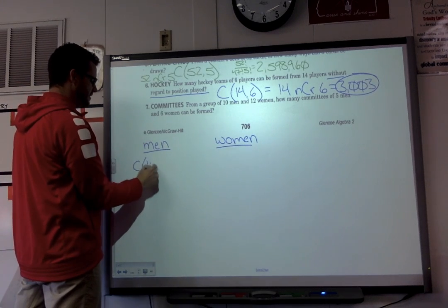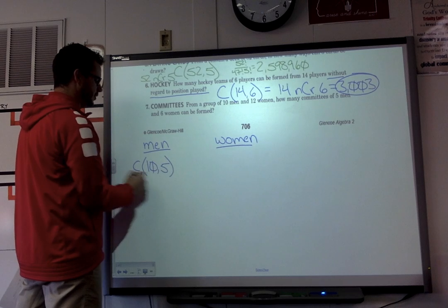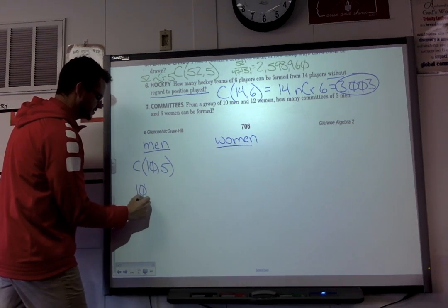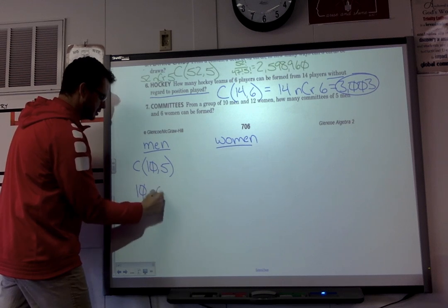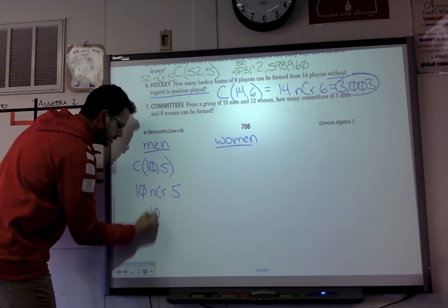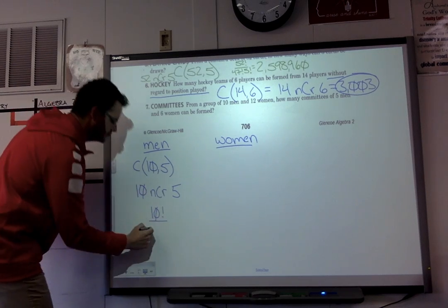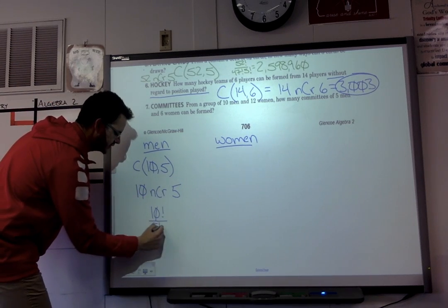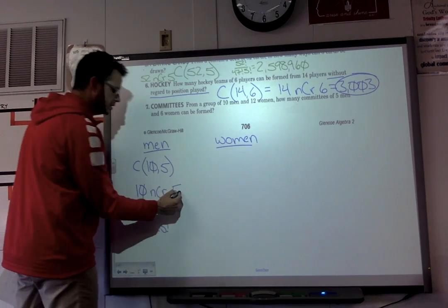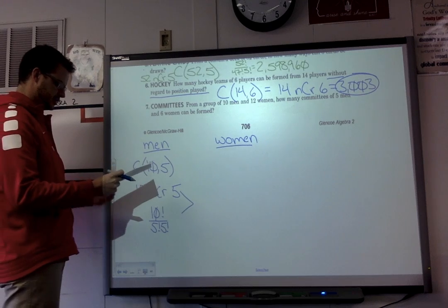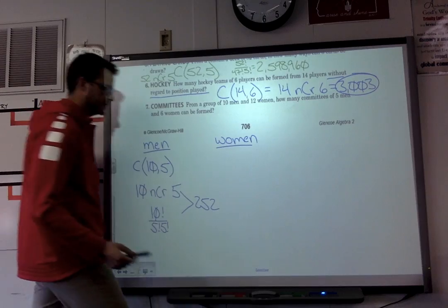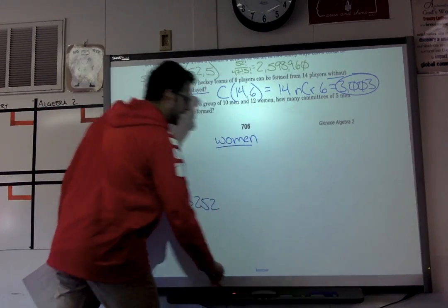For the men, we have 10 total, and we're taking 5 at a time. So again, we could plug that in as 10 nCr 5, or we could say 10 factorial over 10 minus 5, which is 5 factorial, times r, which is 5 factorial. Either way, we could have 252 possible combinations of men.